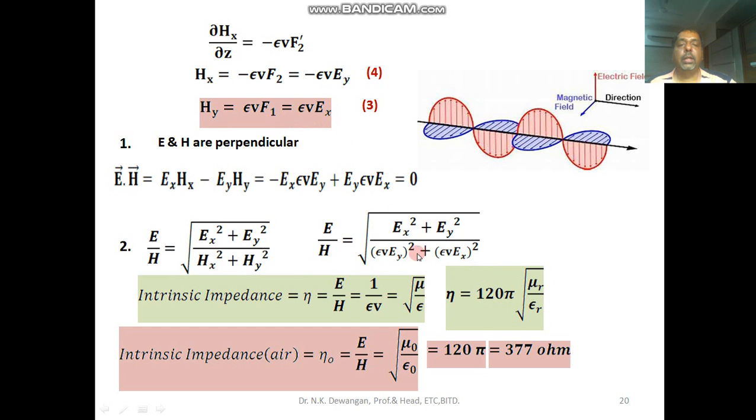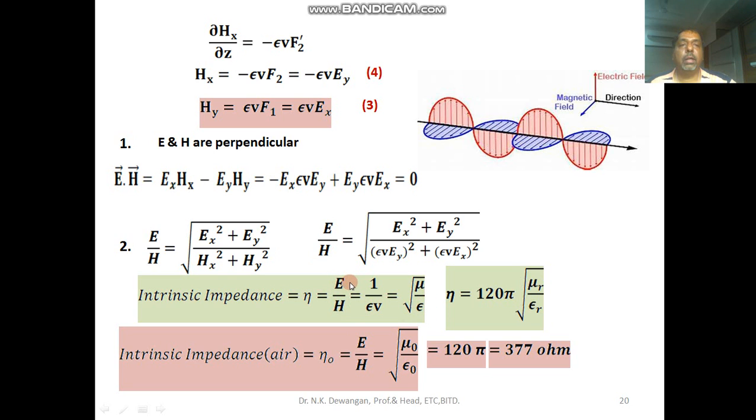Epsilon V squared we take out from here. So this Ex squared plus Ey squared will be cancelled out, and you will get the E by H ratio equal to 1 upon epsilon V, and V is the wave velocity in a lossless dielectric. So V is equal to the square root of mu upon epsilon. When you put that, you will get the E by H ratio, that is the square root of mu by epsilon, because it is the ratio of E by H.